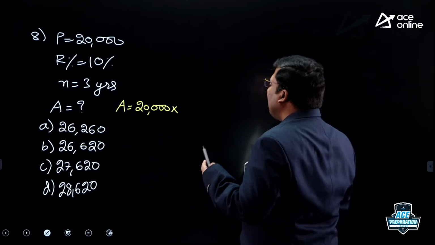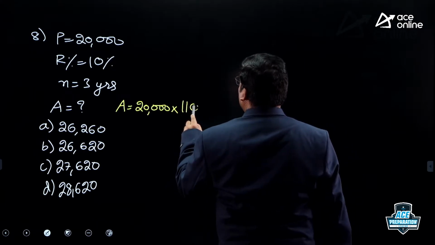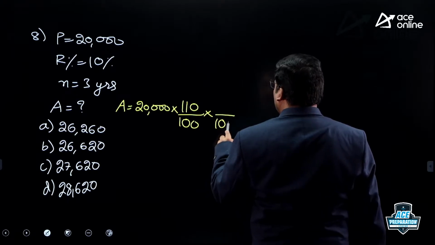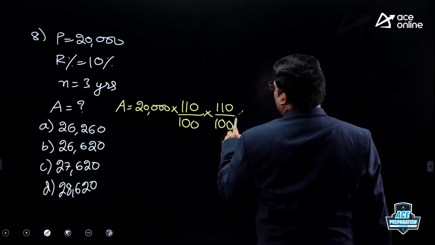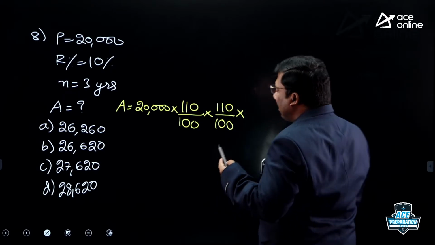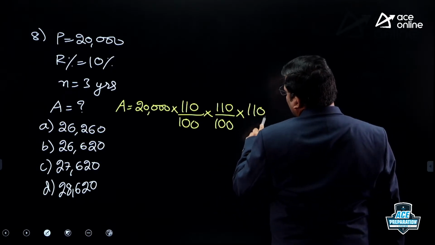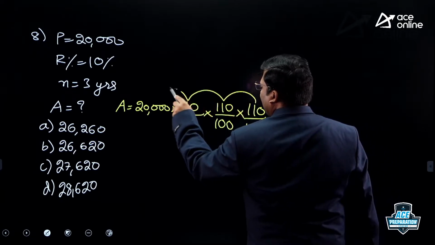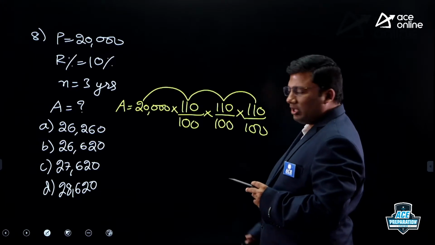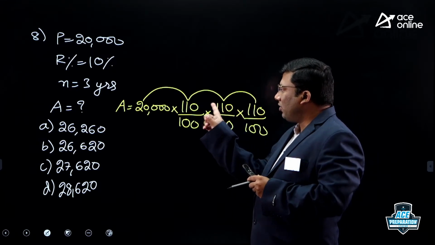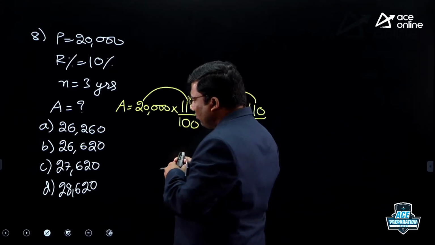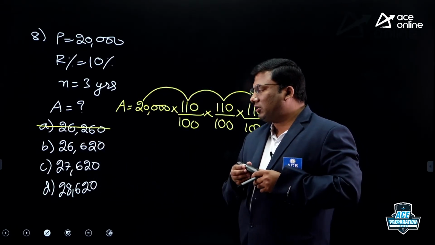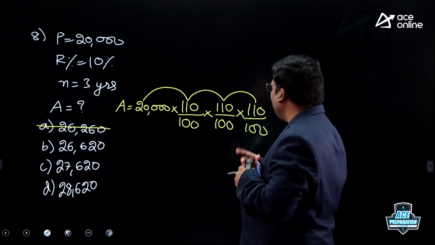10%. On 100, 10 increase. It will be 110 by 100. Second year, on 100, again 10 increase. It is 110 by 100. Third year, on 100, again 10 increase. It is 110 by 100. Use the rightmost non-zero digit. 1 1s are 1, 1 1s are 1, 1 2s are 2. Rightmost non-zero digit, it should be 2.